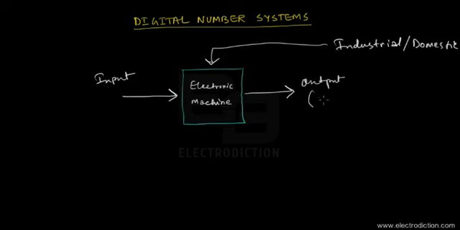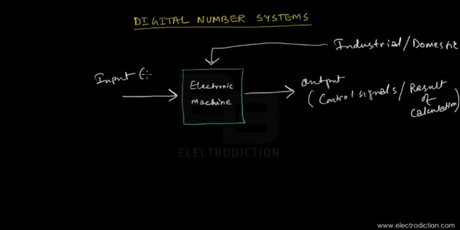So this output can either be control signals, there you go, or some result of calculations. Now, whatever it is, at the end of the entire operation, the input and the outputs are nothing but data. The input is data, and the output is data as well.